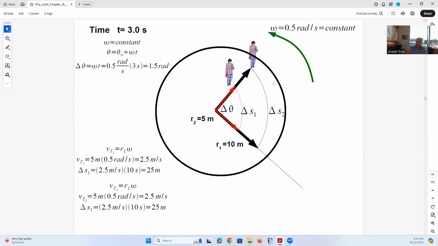I'm sorry, this is the same one for us for person 1. So if we look for 2, we end up with 10 meters times 0.5 is 5 meters per second, and we see that our distance would be 5 meters per second times 10 seconds, or 50 meters.